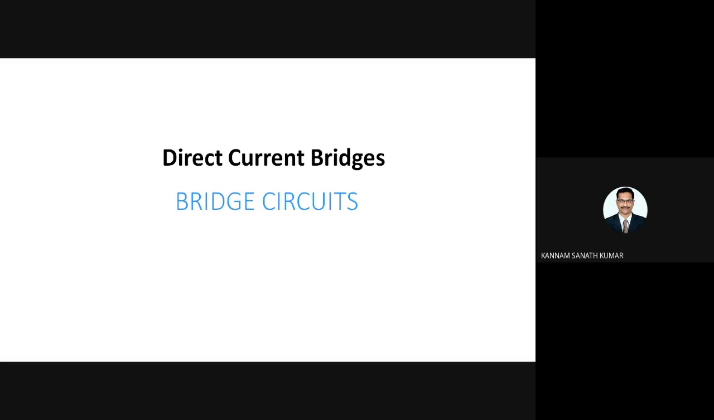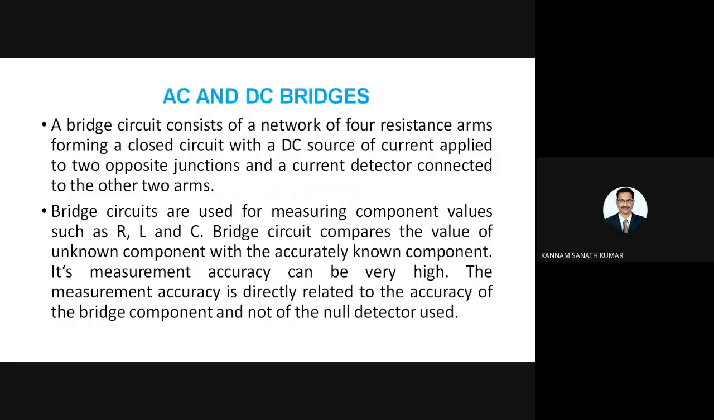So today we'll discuss the bridge circuits. You have AC bridges and DC bridges. A bridge circuit consists of a network of four resistor arms, forming a closed circuit with a DC source of current applied to two opposite junctions and a current detector connected to the other two arms.